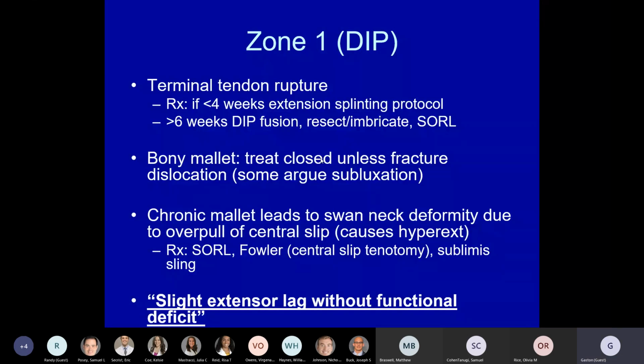Bony mallets, you're going to treat them closed on OITE for the most part. Subluxation, it's mixed. There's data now that shows even with subluxation, they can still be treated closed. It's a little controversial, so I don't think they'll ask that.